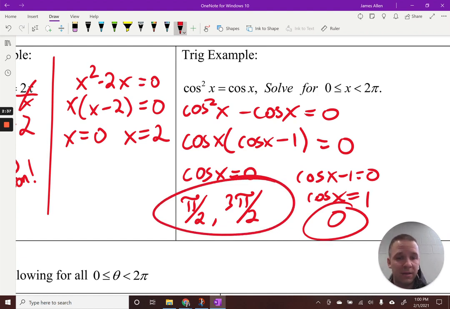Now, think about it, had I just divided by cosine of x, all I would be left with was cosine equals 1. I would have only had this one solution. I would have been missing these 2 other solutions had I divided by cosine of x to cancel it out, right? We don't want to do that. So once again, set it equal to 0, factor out your GCF, good to go.